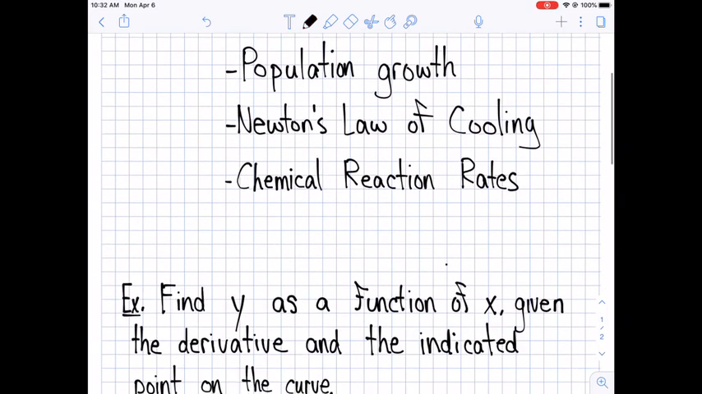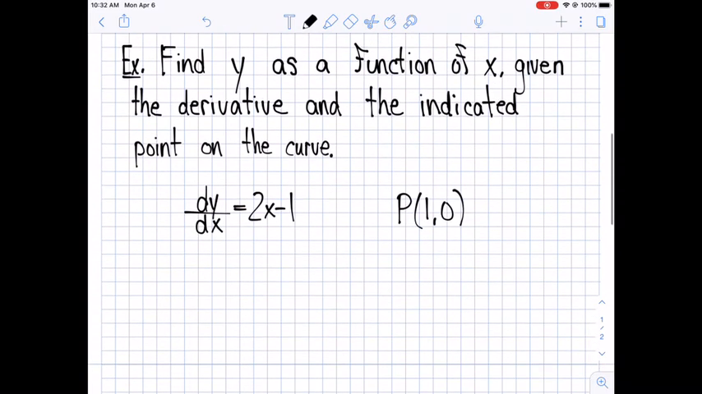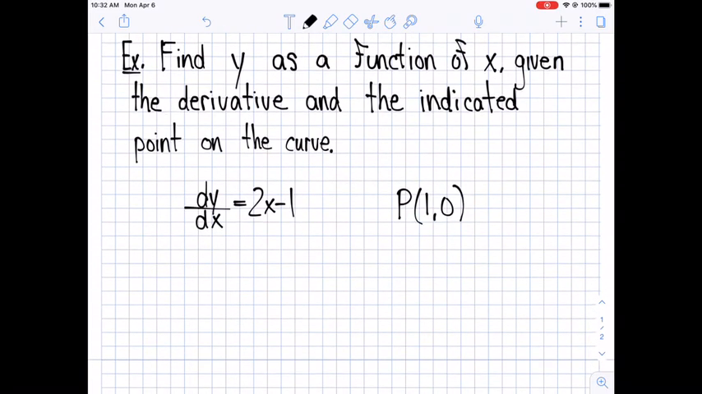Okay, so here is our example. Some of you will likely recognize this from earlier on in the course. This is actually an example taken from Lab 3, although we didn't call it a differential equation at the time. For this one, all that we're trying to do is figure out what our function y is as a function of x, given its derivative, which is right here, and we have our point on the curve.